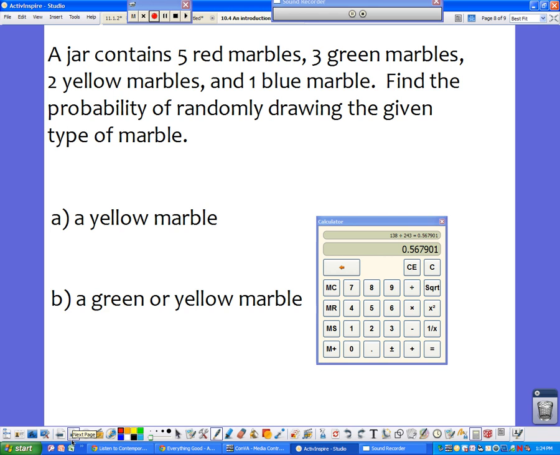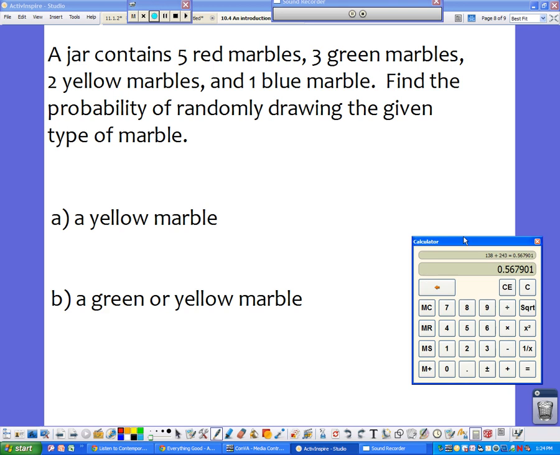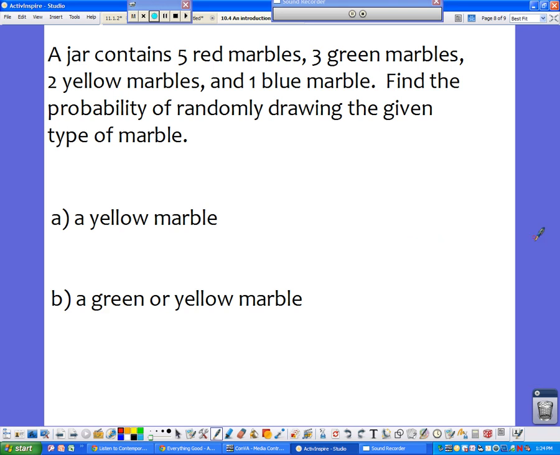It says a jar contains 5 red marbles, 3 green marbles, 2 yellow marbles, and 1 blue marble. Find the probability of randomly drawing the given type of marble. So part A, we want to find a yellow marble. First of all, we have to find out how many marbles we have: 5 red, 3 green, 2 yellow, and 1 blue. We add them up real quick. 5 and 3 gives us 8, 2 more gives us 10, 1 more gives us 11. So we have a 2 out of 11 chance of getting a yellow marble.